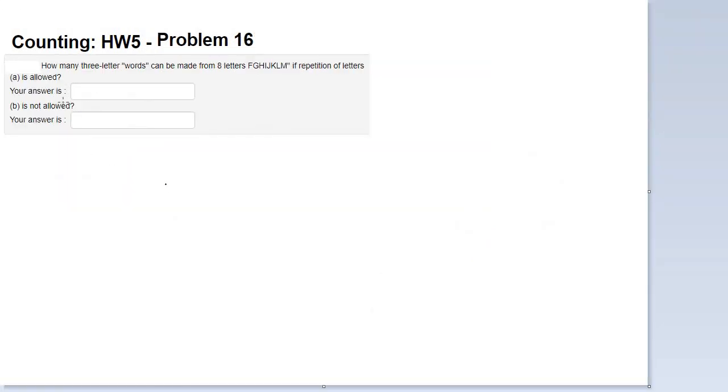Problem number 16. How many 3-letter words can be made from 8 letters if repetition of letters is allowed? So if we allow repetition, for the first spot we have 8 different letters, likewise 8 different letters for each spot, so 8 to the third. And for part B, repetition is not allowed, so 8 times 7 times 6.